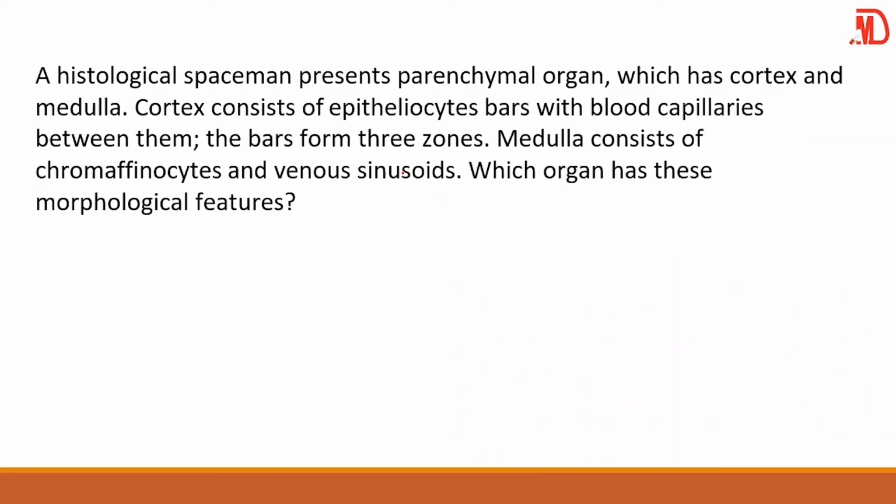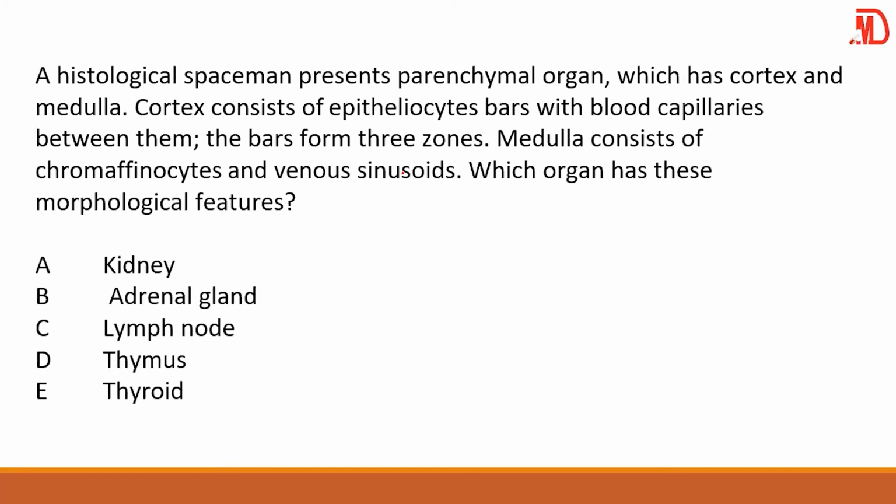A histological specimen presents a parenchymal organ, which has a cortex and a medulla. The cortex consists of epitheliocyte bars with blood capillaries between them. The bars form 3 zones. The medulla consists of chromaffinocytes and venous sinusoids. What organ is it? Of course, the adrenal gland.